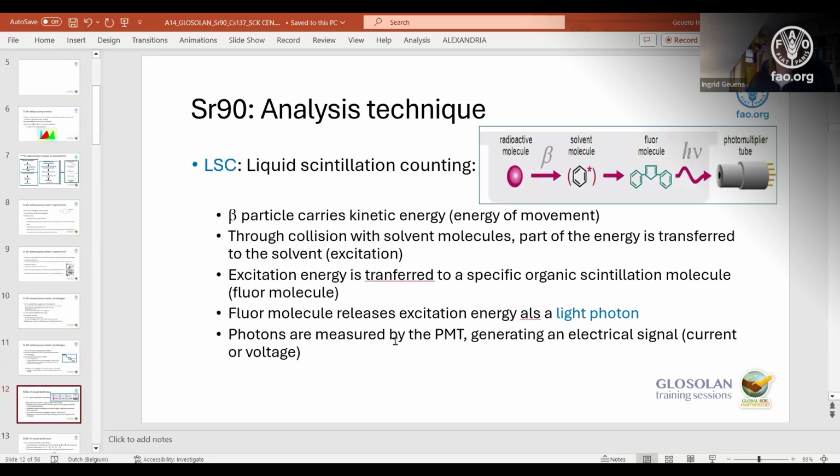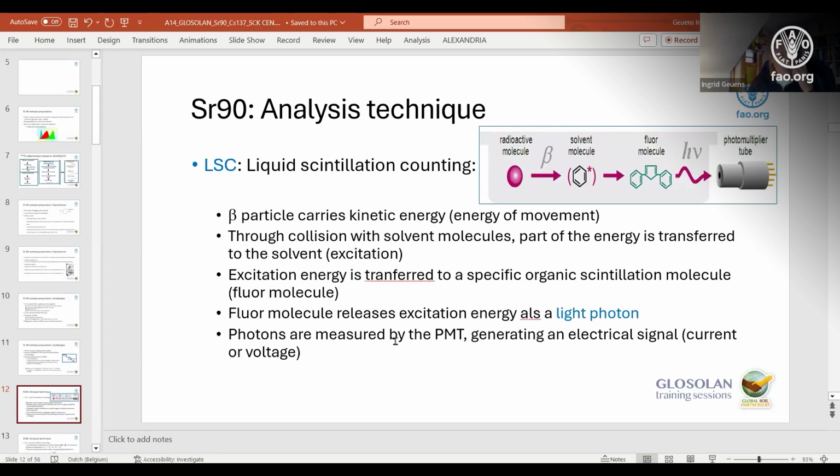Now, how does liquid scintillation counting work? That's the analysis technique we use, and it's based on the following facts. If you have a beta particle, it carries kinetic energy, so energy of movement, and through collision with solvent molecules, part of that energy is transferred to the solvent, and you bring that solvent into an excitation state.